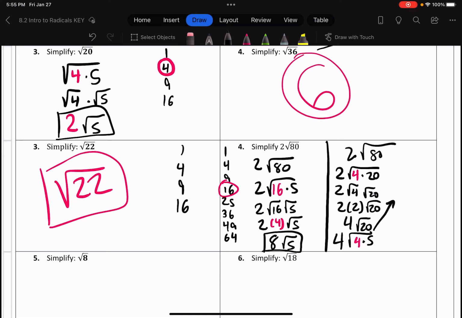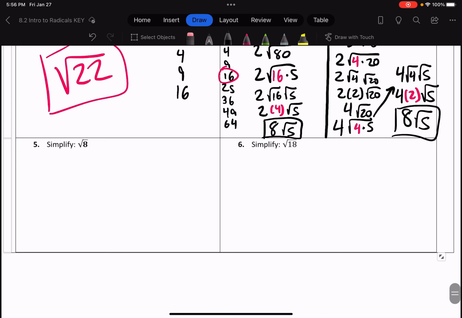So let's continue simplifying that there. I got 4 times the square root of 4 times the square root of 5. And the square root of 4 is 2. So that leaves me with 4 times 2 times the square root of 5. And that also simplifies to 8 square roots of 5. So we had a lot more steps, but we got to the same value. And that's okay if that's what works best for you. You have to do what works best for you in these cases.